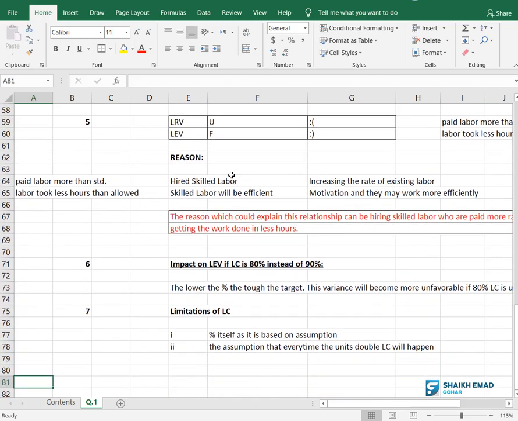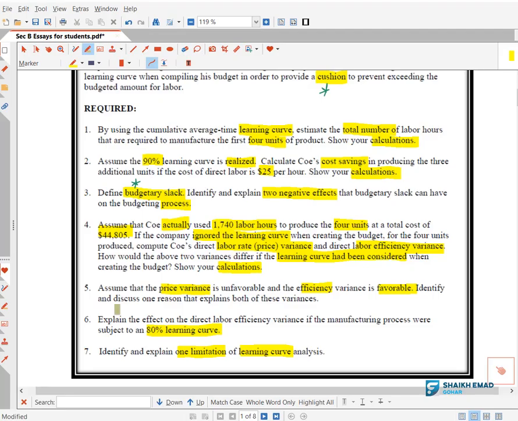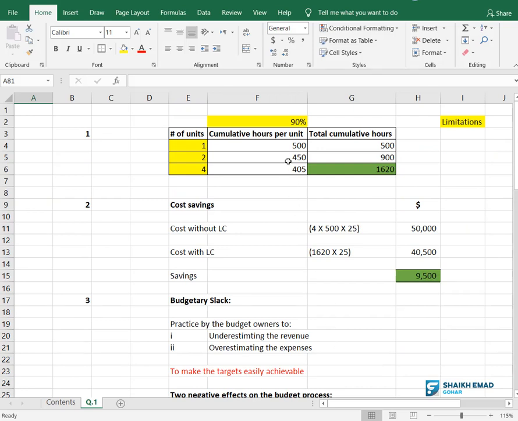Okay, the last two we will finish quickly. The sixth one, they are asking what is the effect on efficiency if 80% is used? Remember this, I discussed with you in the very start. We discussed the less the percentage, the more tough it is. Getting it or not? Let me do a sensitivity analysis for you. Instead of 90%, I am writing here 80%. Please look at this figure. When I press enter, how much is coming? 1280. From 1620, it became 1280.